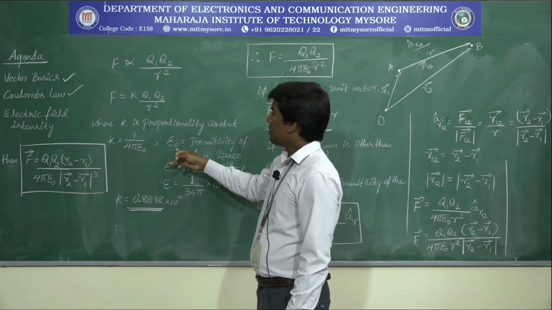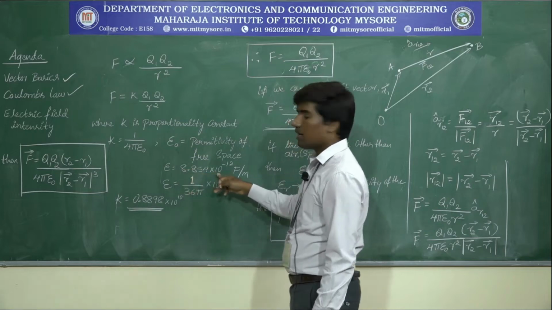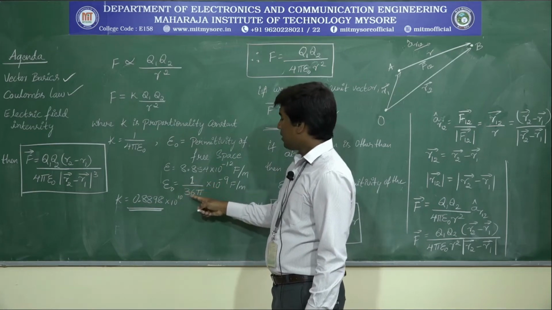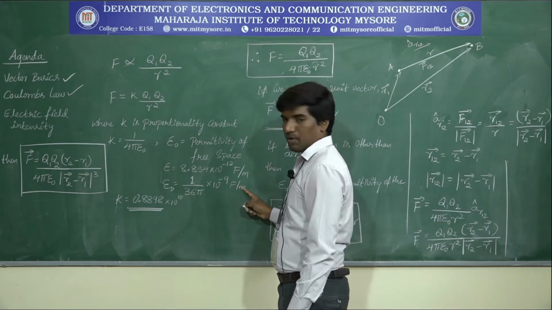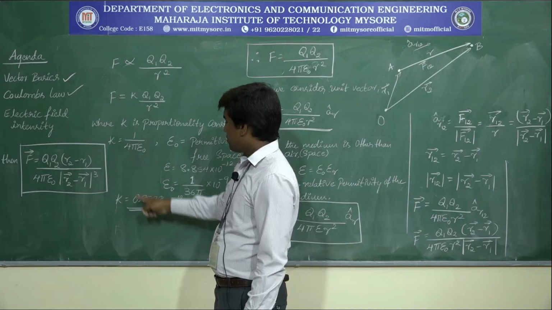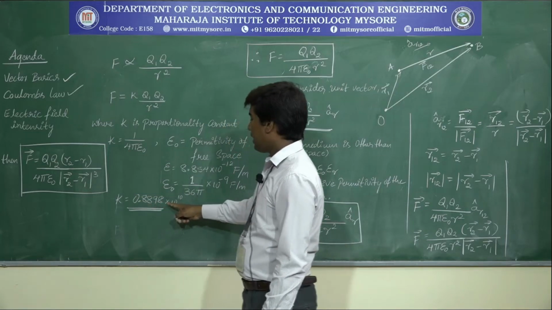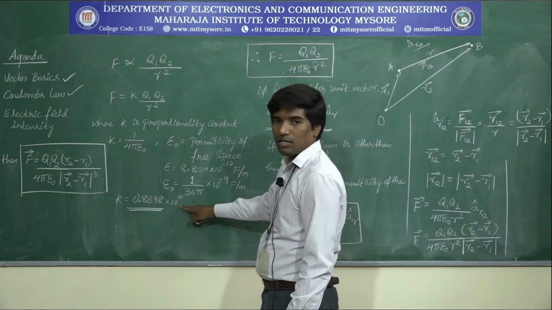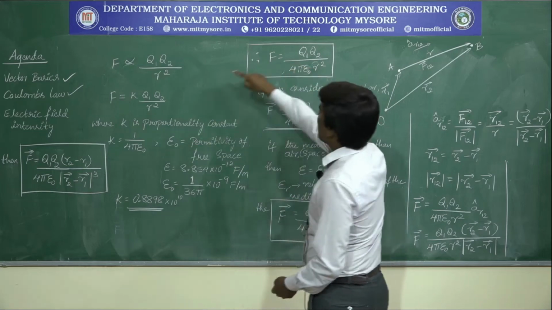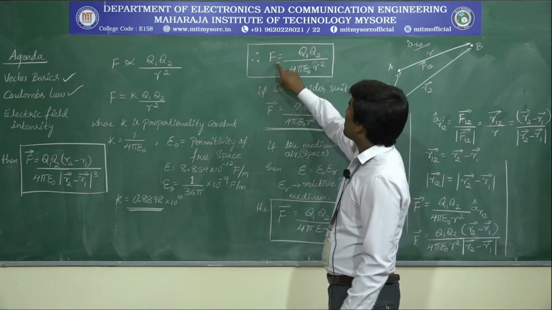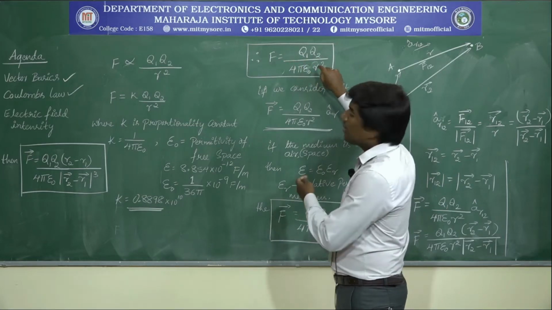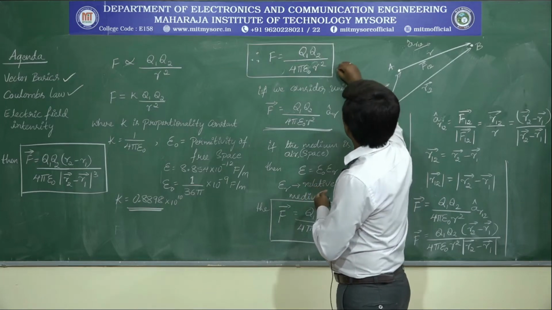Permittivity of free space is represented by epsilon naught, and its value is given by this. Alternatively, epsilon naught is also defined as 1 by 36 pi into 10 power minus 9 farad per meter. By substituting the values, the proportionality constant K has the value 8.898 into 10 power 9. Since it is a constant, there is no unit here. Substituting these quantities into the equation, the electrostatic force F is given by Q1 into Q2 divided by 4 pi epsilon naught into R square. This is the equation for Coulomb's law.